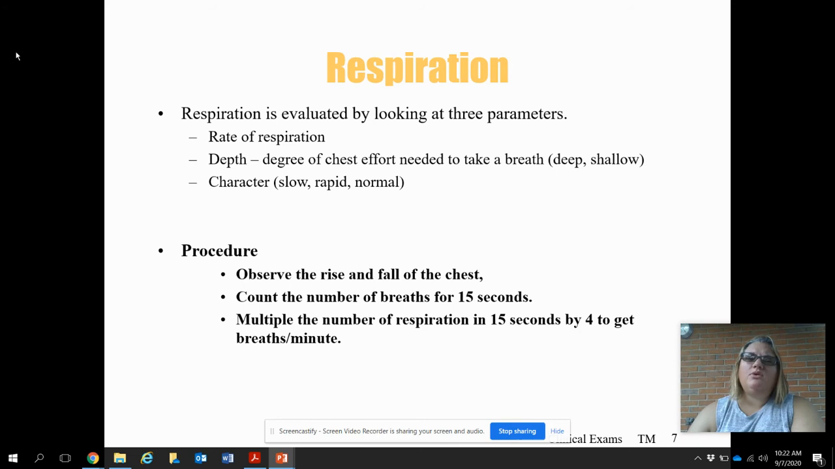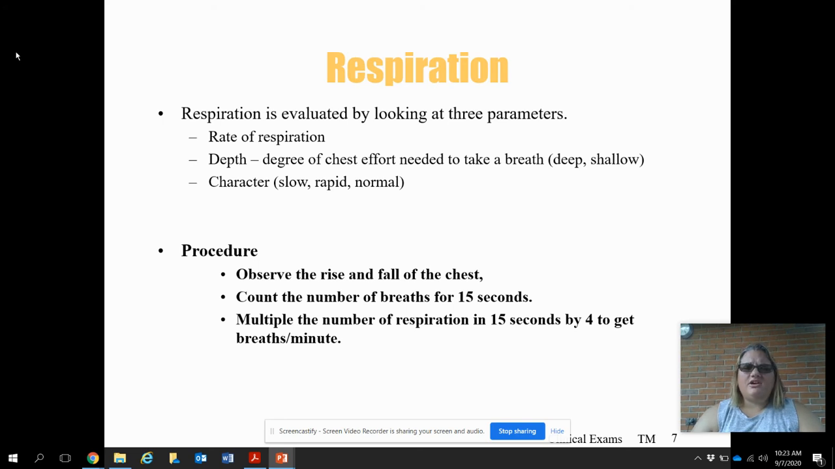And then you want to look at the depth, the degree the chest effort needs to make that breath. So is it a deep breath or is it just shallow breathing? So panting would be like shallow breathing. And that can be normal if the animal's nervous or was just running around. That panting can be normal. It can also be a sign of a problem as well. So it's good to know, did the animal just come in from running around? Is the animal nervous? During the visit, does the breathing change and go back to a more normal breathing?